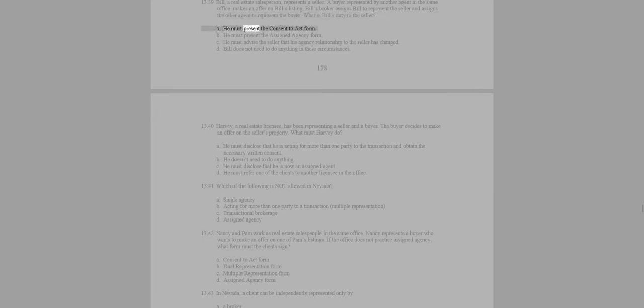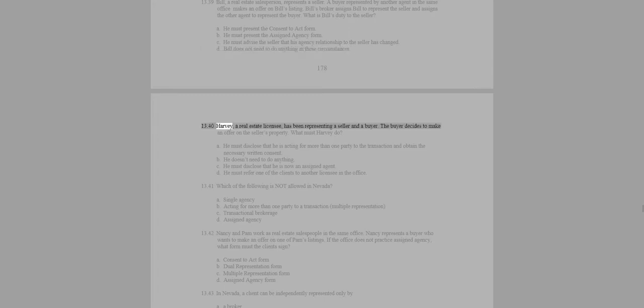A. He must present the consent to act form. B. He must present the assigned agency form. C. He must advise the seller that his agency relationship to the seller has changed. D. Bill does not need to do anything in these circumstances.